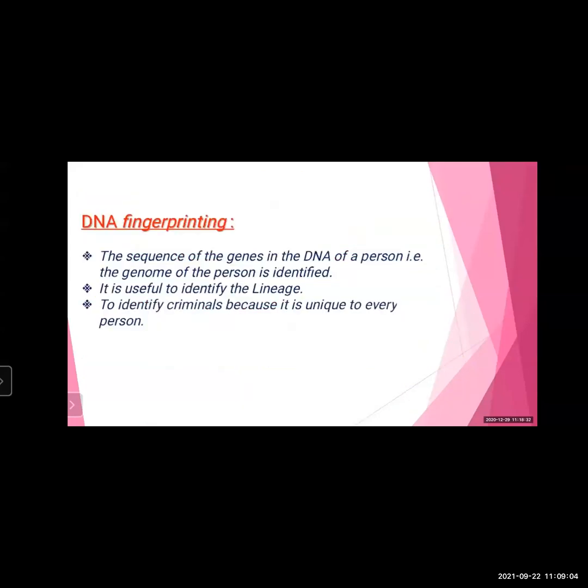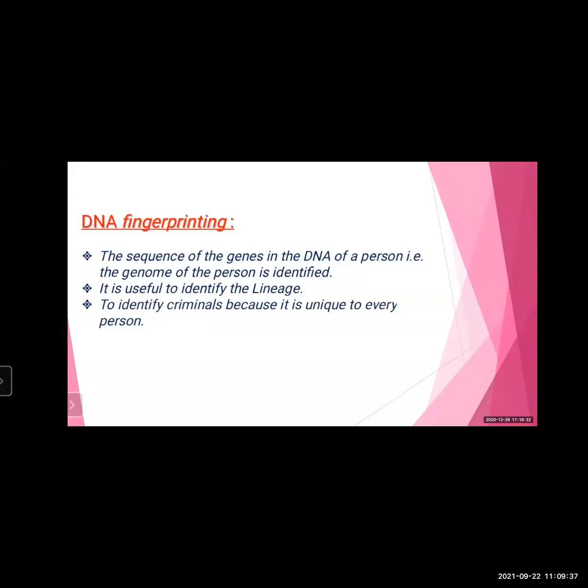Also, there is DNA fingerprinting. There is a topic called DNA fingerprinting. So the sequence of the genes in the DNA of a person, that is the genome of a person, is identified. Now the sequencing of the gene on the DNA is unique. Unique means it is different for each and every individual. No two individuals will have the same kind of DNA. It's not possible. It is impossible, right? So the sequencing on the DNA is different.